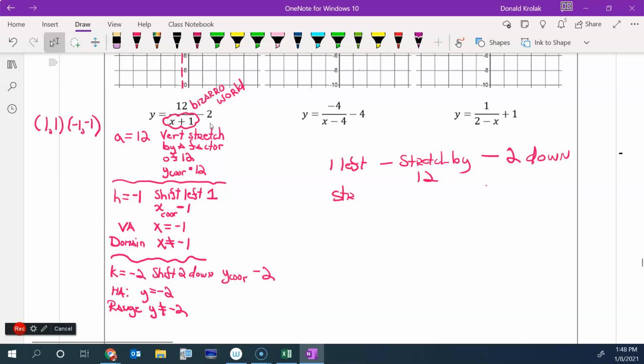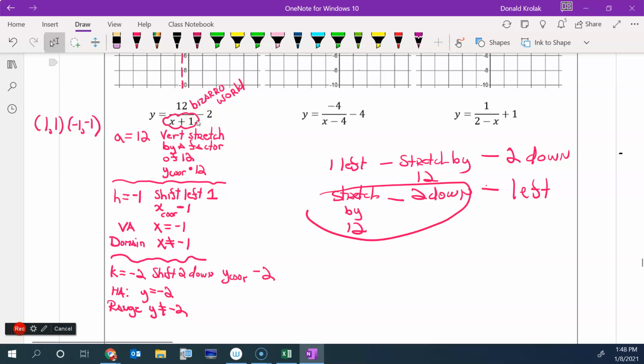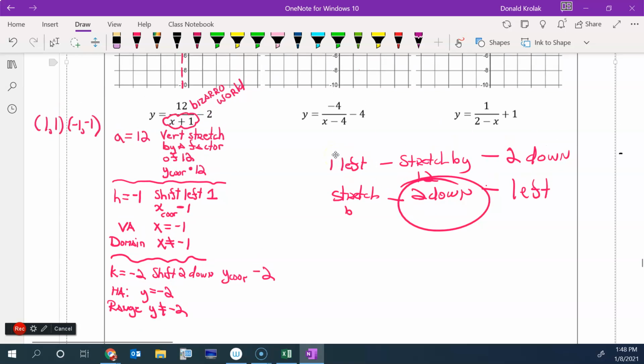Or you could do it in this order. You could stretch by 12, then you could go 2 down, and then you could go 1 left. As long as, since these two are both vertical stuff, you stretch it before you slide it. Okay? Are there questions on understanding that? On the order in which you do these? How about at home, guys? Because that can be kind of confusing.